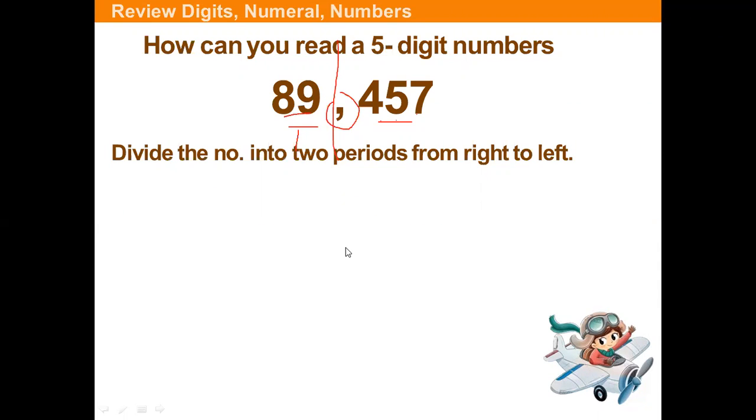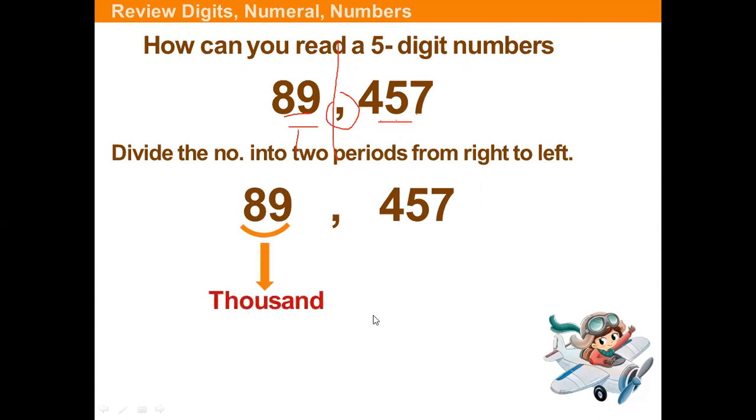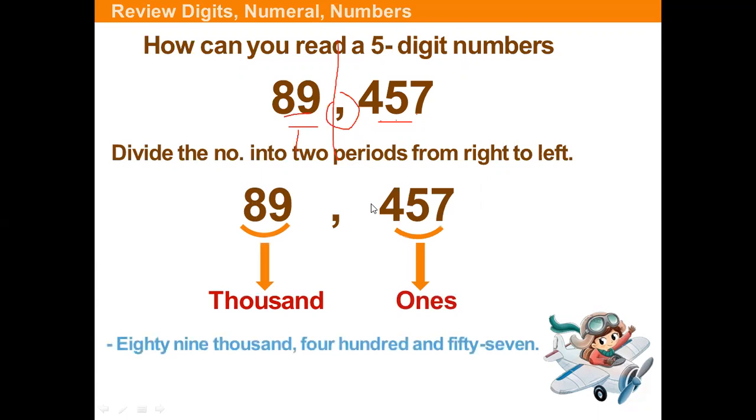Okay, he asked you to digit the numbers. So it will be here. This is 89,000 and we have 457. So it will be 89,457.